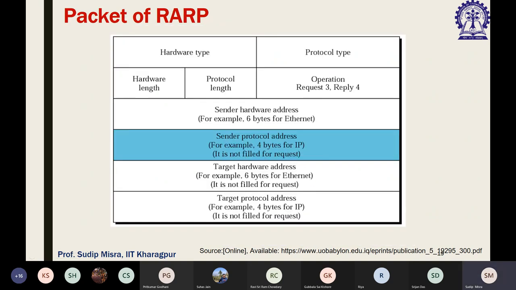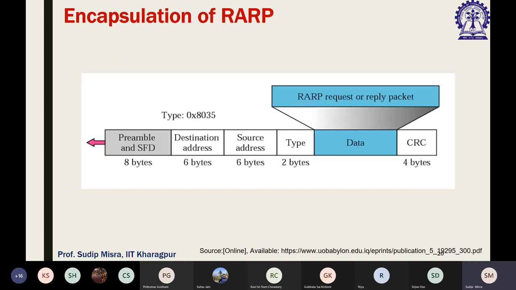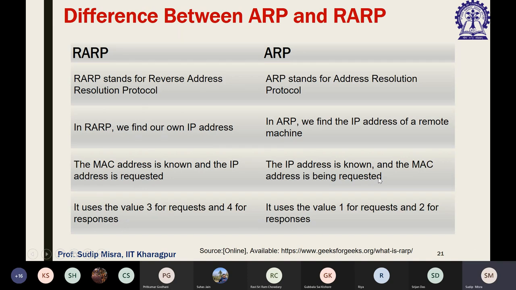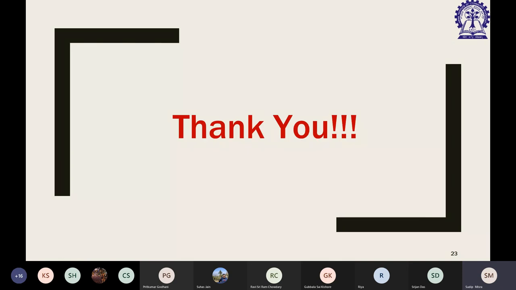The packet format for RARP is very similar to ARP, and the encapsulation issue that I told you about applies for exactly the same reasons. The ARP packets are encapsulated within the link layer frames. Here also the RARP request or reply packets are going to be encapsulated within frames. So that's all. The differences between RARP and ARP are all given for you to go through. Disadvantages of RARP are also there.